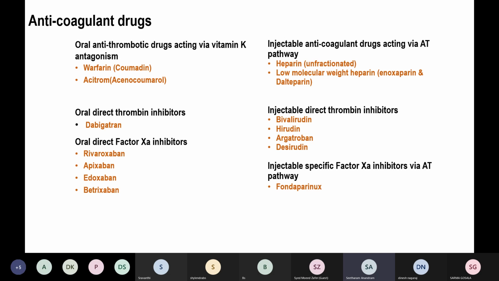The injectable anticoagulant drugs, which act indirectly on thrombin, are heparin and low molecular weight heparin. And we have direct injectable antithrombin inhibitors like bivalirudin, hirudin, and argatroban. These drugs are mainly used in heparin-induced thrombocytopenia. And we have a specific anti-10A inhibitor called fondaparinux, which again is used in heparin-induced thrombocytopenia.